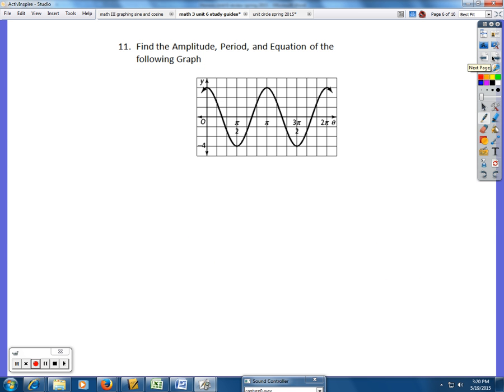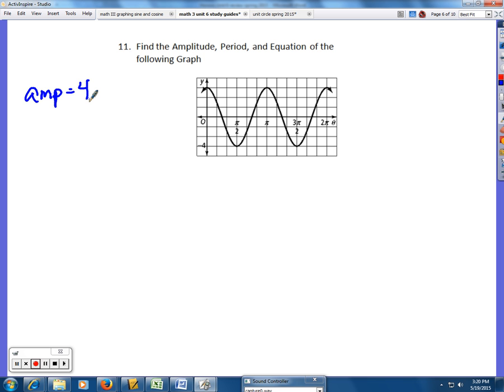Last problem. Find the amplitude, period, and equation of the following graph. The amplitude's easy. You just look at this. It's marked 4, so that is your amplitude. For the period, I'm going to figure out whether this is sine or cosine. I know it's cosine because if it were sine, it would be crossing the origin, and it does not cross the origin. 0, 0 would be on the graph, and it's not. So I know this is cosine.